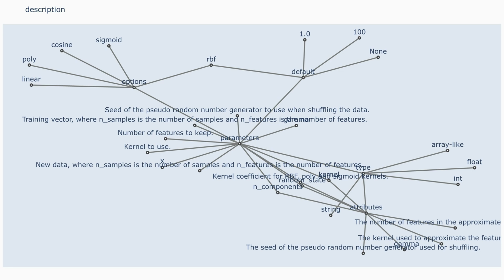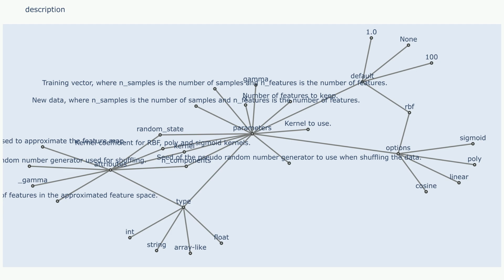Understanding scikit-learn's Nystroem kernel approximation. The Nystroem method is a technique for approximating a kernel matrix, which is often used in kernel methods like support vector machines (SVMs) or kernel principal component analysis (KPCA). It's particularly useful when dealing with large datasets where computing the full kernel matrix is computationally expensive.